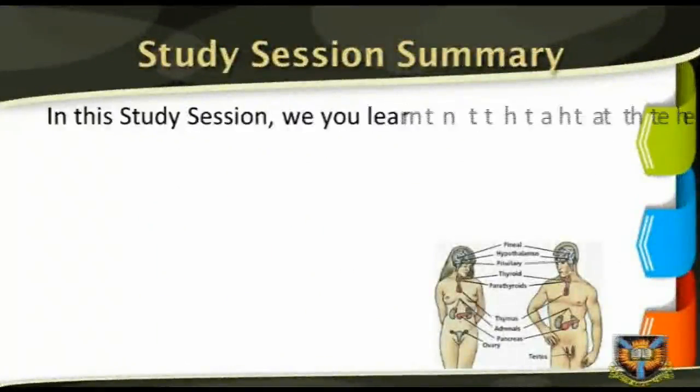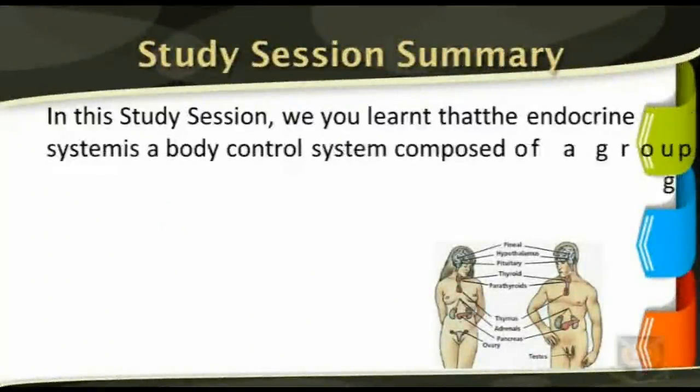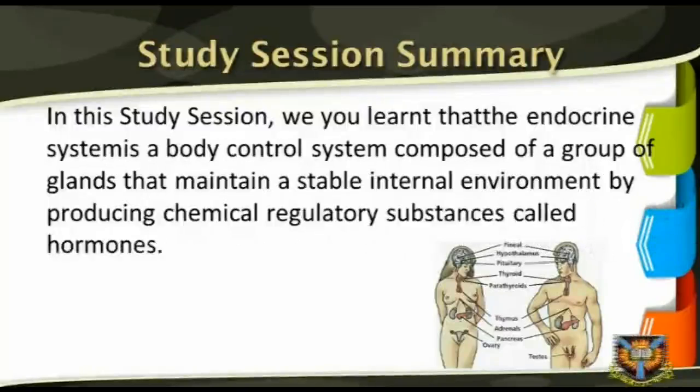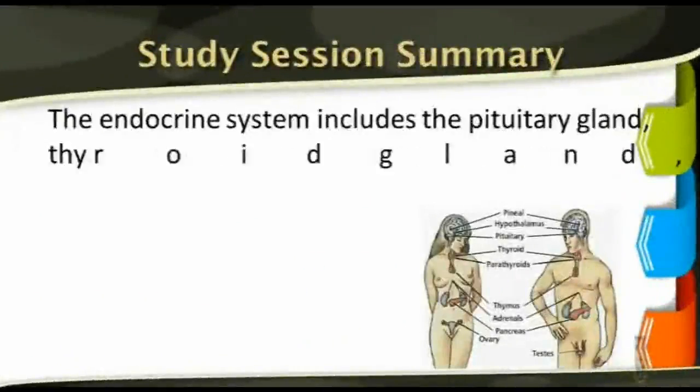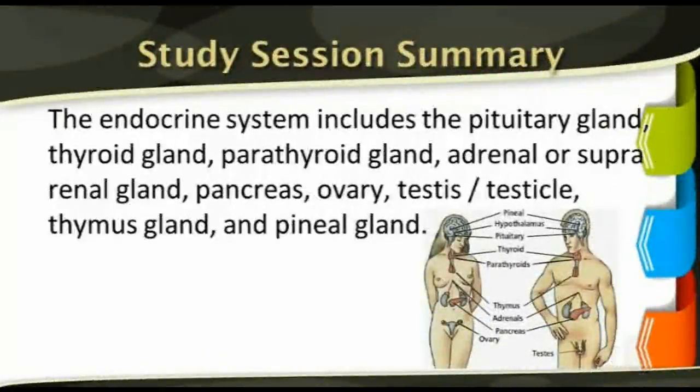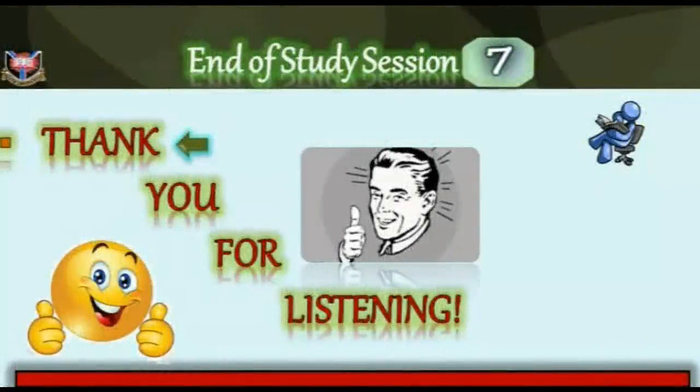Study session summary. In this study session, you have learnt that the endocrine system is a body controlling system composed of a group of glands that maintain a stable internal environment by producing chemical regulatory substances called hormones. The endocrine system includes the pituitary gland, thyroid gland, parathyroid gland, adrenal or suprarenal gland, pancreas, ovary, testis/testicle, thymus gland, and pineal gland. End of study session 7.